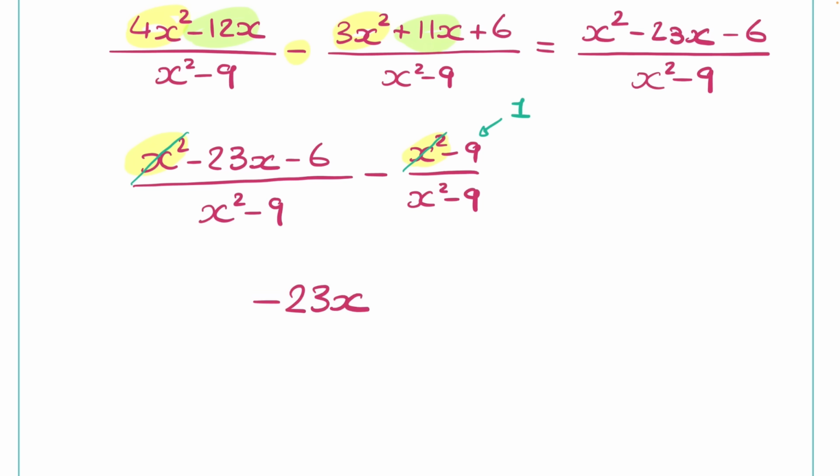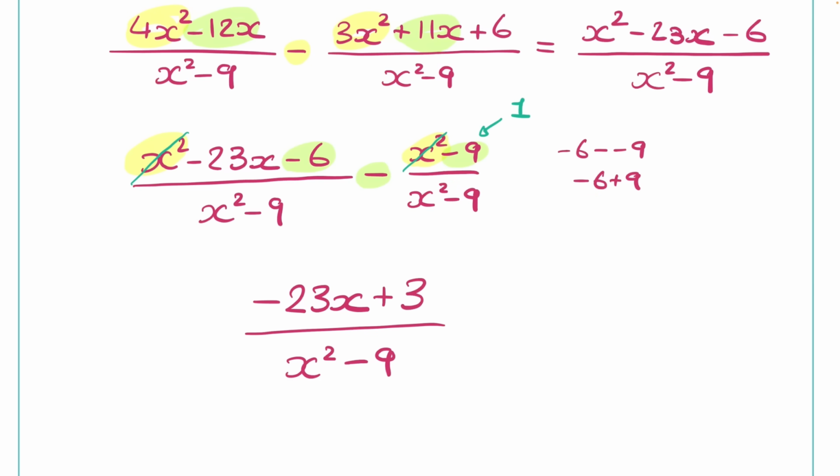And the last piece, we have negative 6, and we're taking away negative 9. But because we're taking away negative 9, that's negative 6 add 9. So negative 6 add 9 is plus 3. And again, you could write that down to the side. Minus 6, take away minus 9 is minus 6 add 9. And there we go. That's all over x squared minus 9.